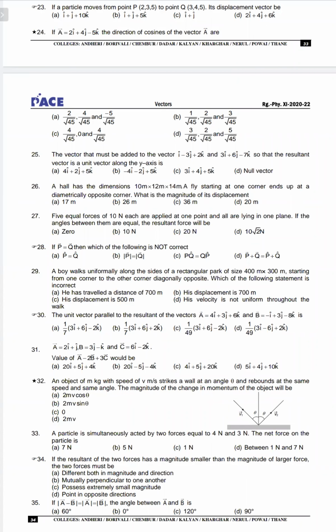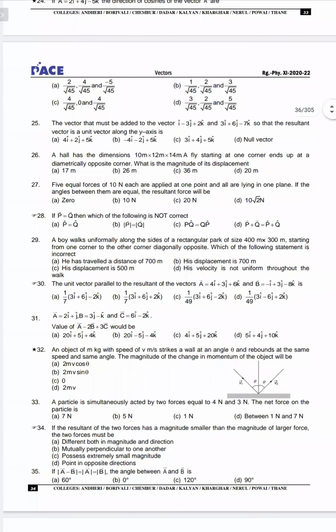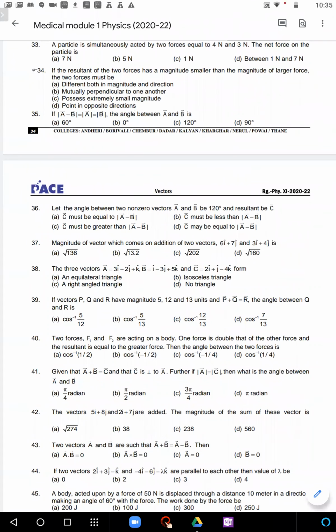So divide the resultant by its magnitude to get the unit vector along the resultant. Divide the vector by the magnitude, and that will be the answer. Did you understand? Do you want me to repeat? You got the idea? You'll be able to do it.